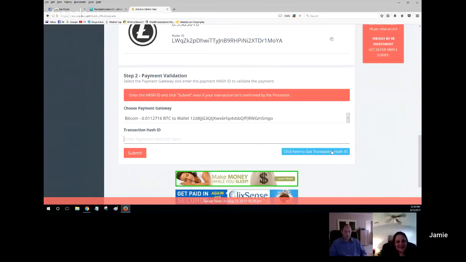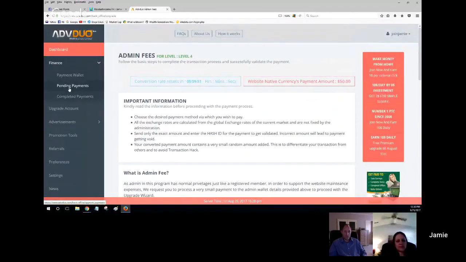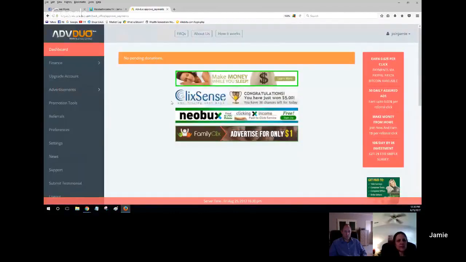Don't worry about fetching it. Don't worry about this at all. Just do it manually. Just throw it in here and press submit, and it'll go into a pending state in your back office. It'll show up under finance as a pending payment right here. I might even have one in here. Let's see. No pending. Okay.